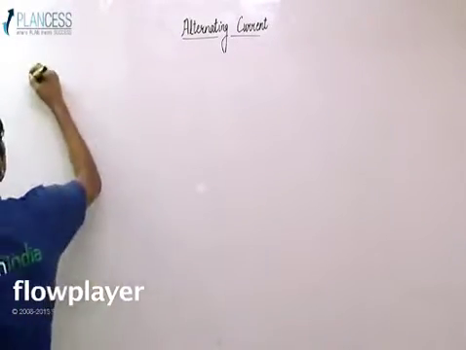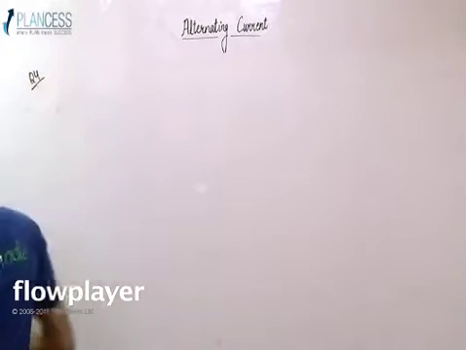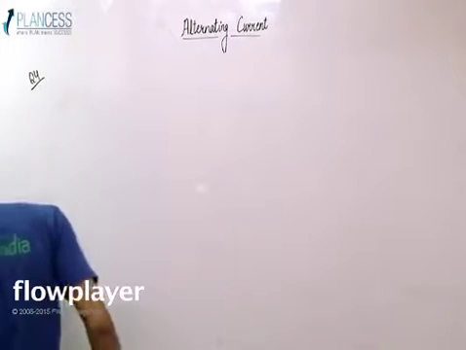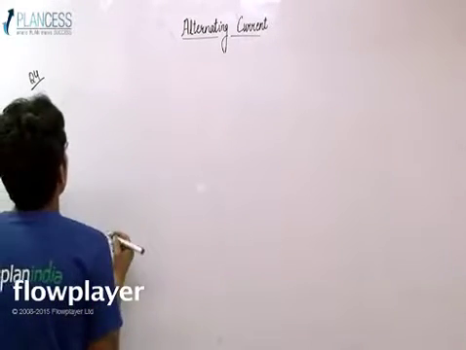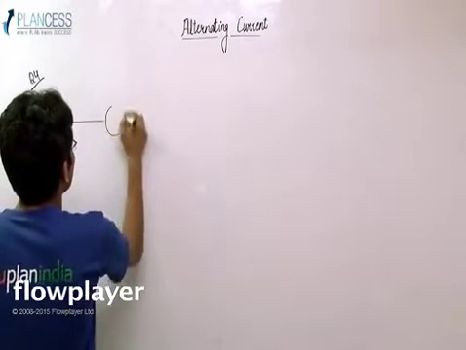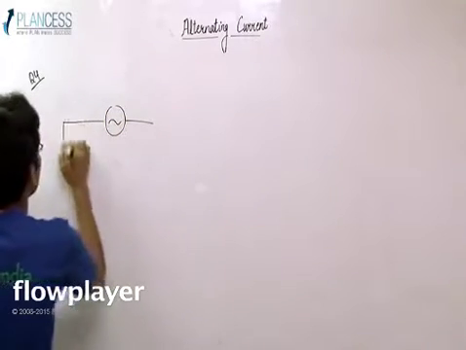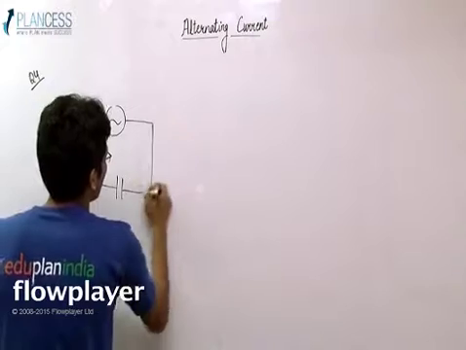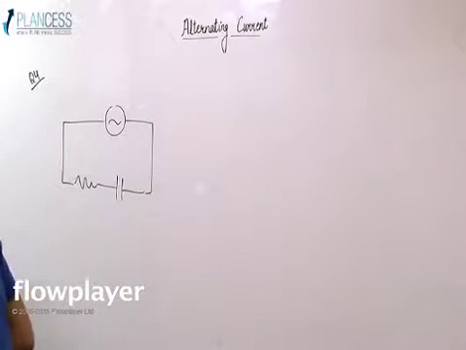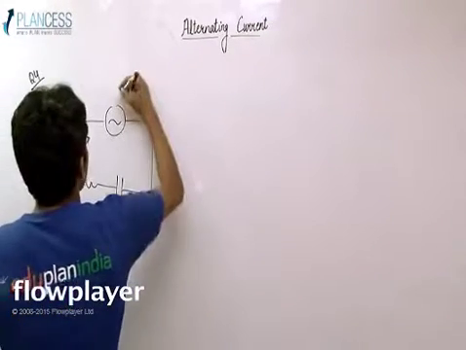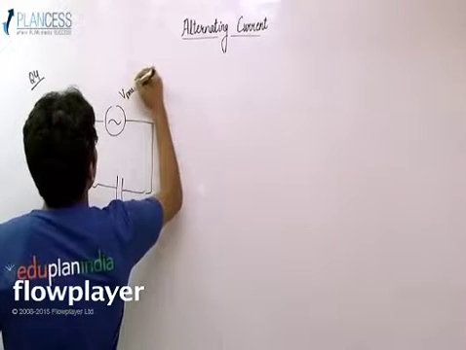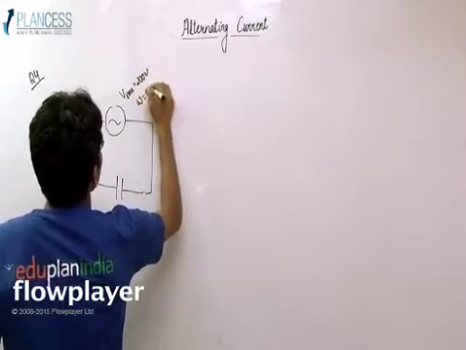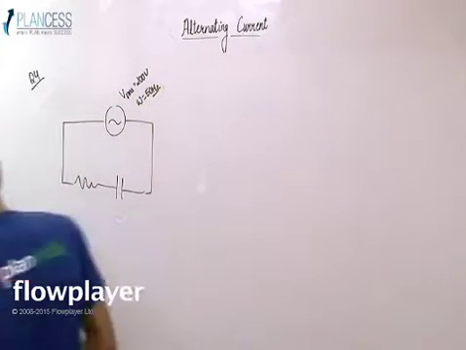Now let's move on to question number 4. Question number 4 says that you have been given an RC circuit, and some quantities are given. The RMS voltage of the source is given as 200 volt, and the frequency is given as 50 hertz.